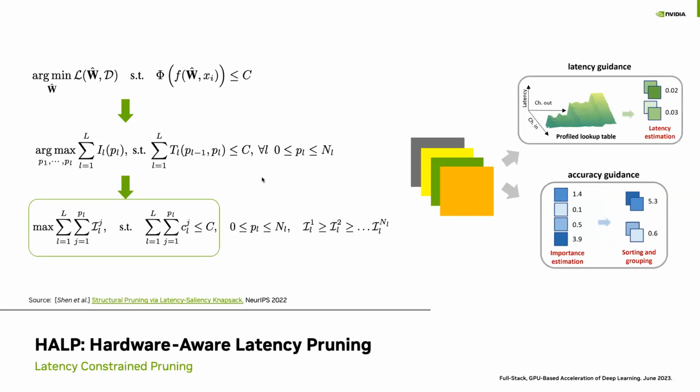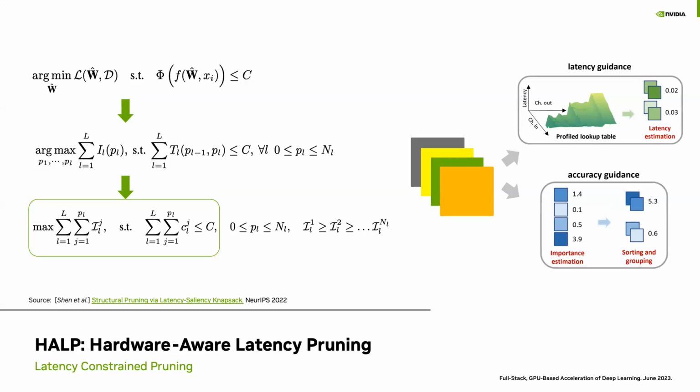To optimize the latency, we tried to formulate this pruning problem as a constraint problem where we minimize the task loss under a certain latency constraint. As I just mentioned, we can use the importance score to measure how much the loss would change if we perform the pruning. So this problem can be naturally converted into maximizing the importance score of the remaining channels while still under the latency constraint.